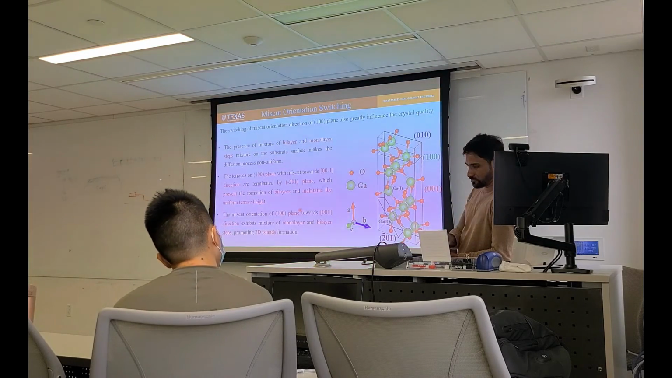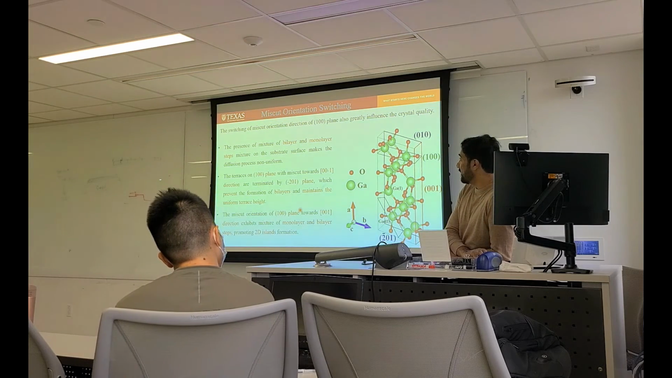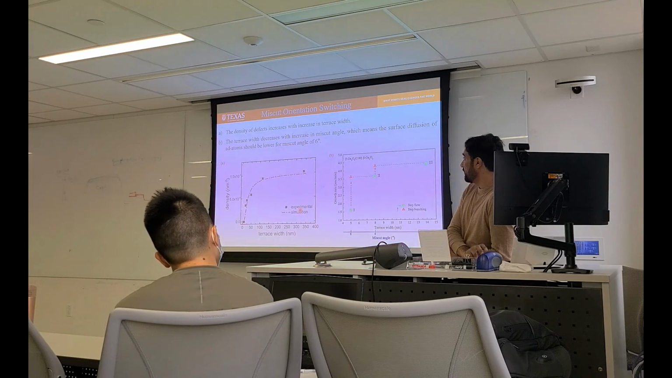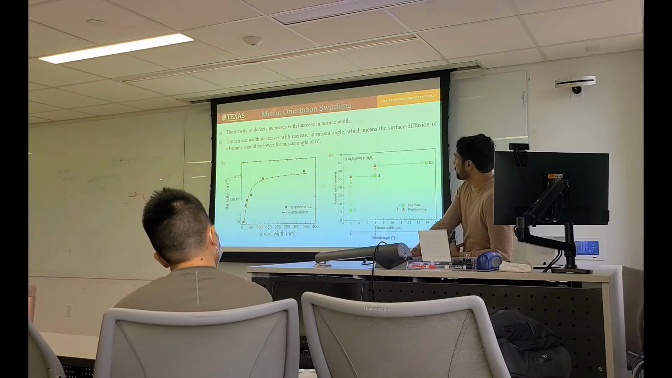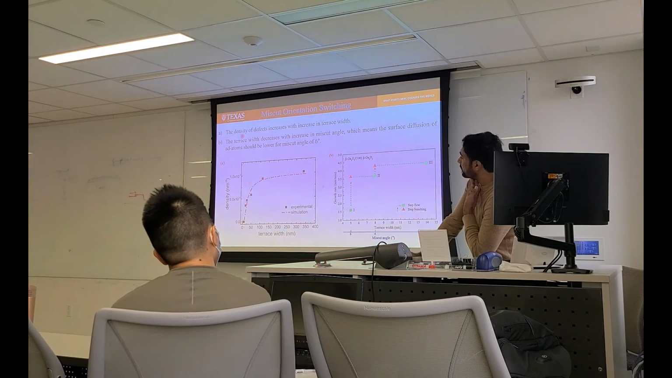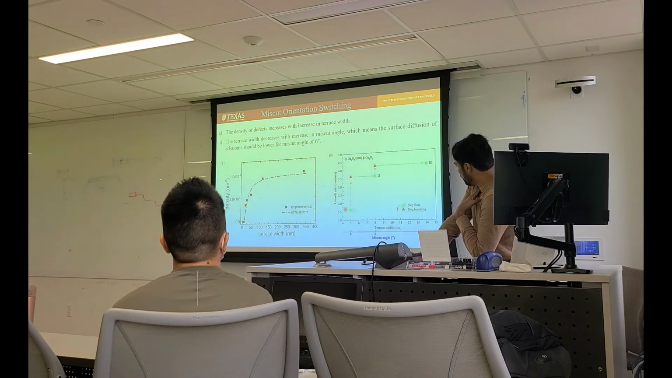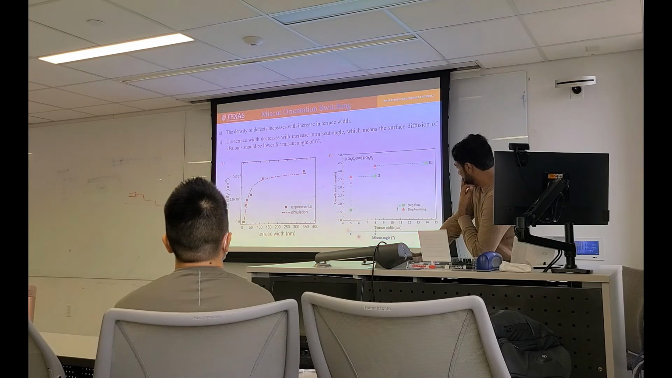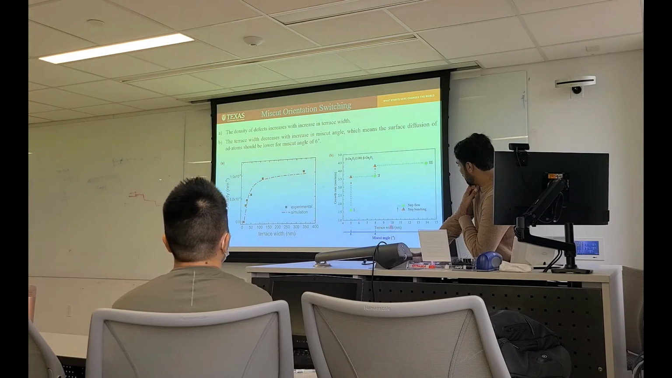So in that case, you can grow your crystal on cleavage planes. Otherwise, you cannot grow on cleavage planes. So these are their results. This is the cut orientation switching. So this graph is important, I think. This is the miscut angle, and this is the terrace width.